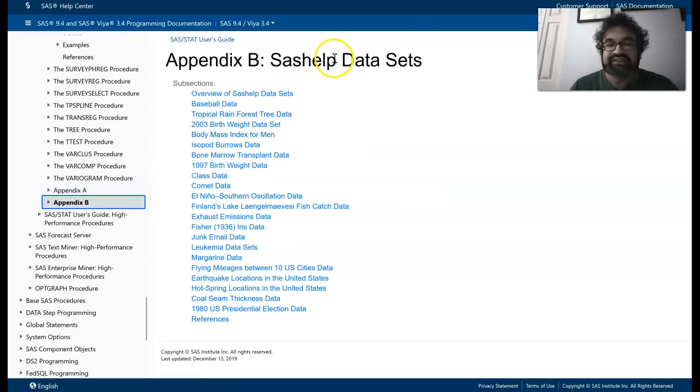So here's the overview of SAS Help data sets, and then baseball data. There's baseball data, and because I'm more in the health discipline, I'm going to be focusing more on that. So for starters, we have the 2003 birth weight data set. If you want to take a look at this, this is a pretty good one.